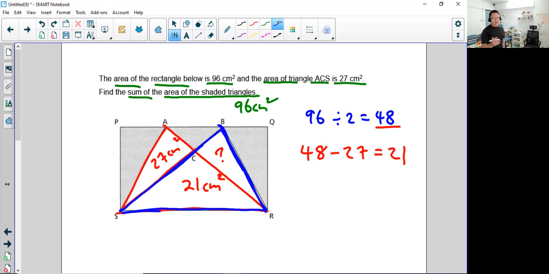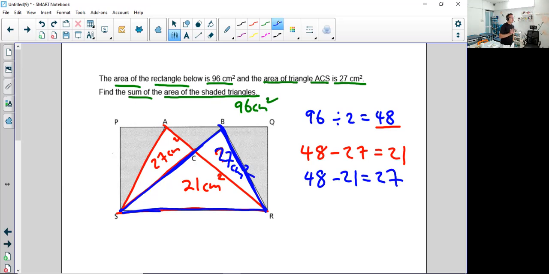It is also half the area of a rectangle, right? So this blue triangle is also half the area of a rectangle. So which means that I just take 48 again, and I minus 21, and I get 27. So the question mark over here is 27 centimeters square. So that's the unshaded portion.